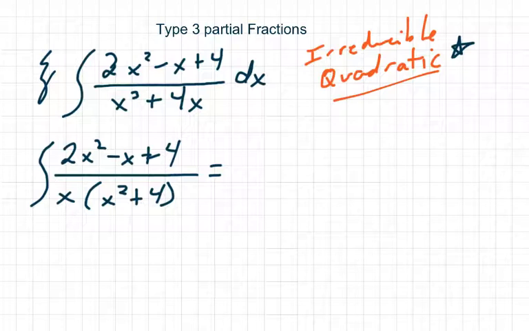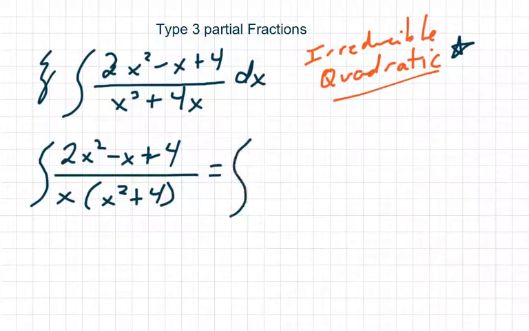So here's how you set these up. Now, I don't care about the linear factors. You treat the linear factors just like type 1 and type 2. You could have non-repeating linear factors, and you could set up A over those, B over that one. If it was repeating, like if this was an x squared, for instance, you'd have A over x, B over x squared, and then you deal with the irreducible quadratic. So that part of it I'm not concerned about. But here's the new step.